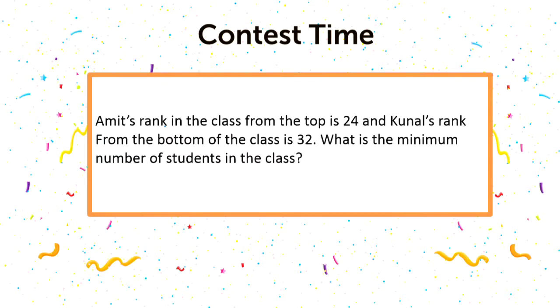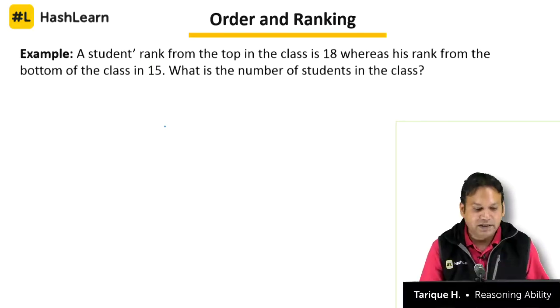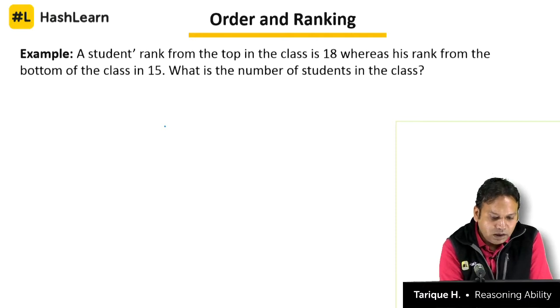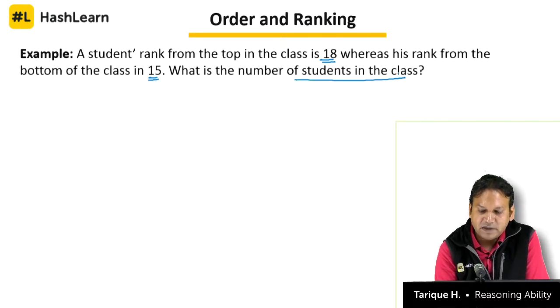So now we'll continue with the class here. Let's look at the questions now. A student's rank from the top of the class is 18, whereas his rank from the bottom of the class is 15. What is the number of students in the class?